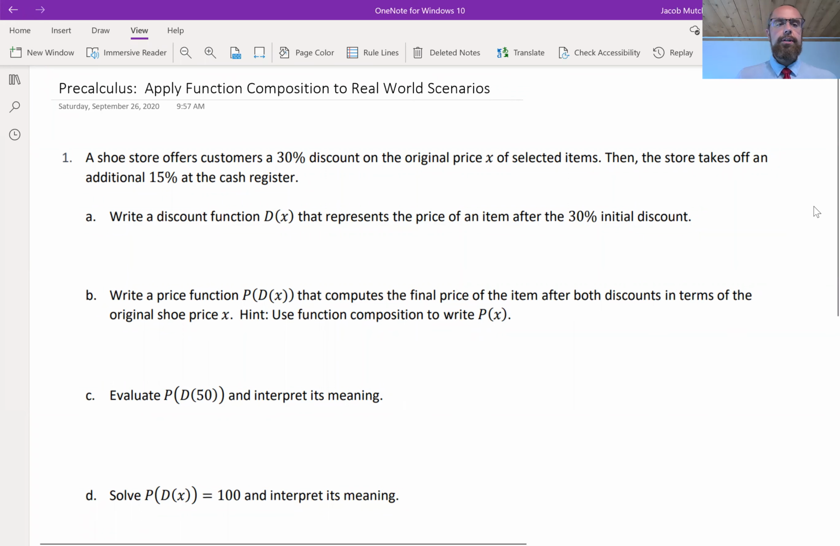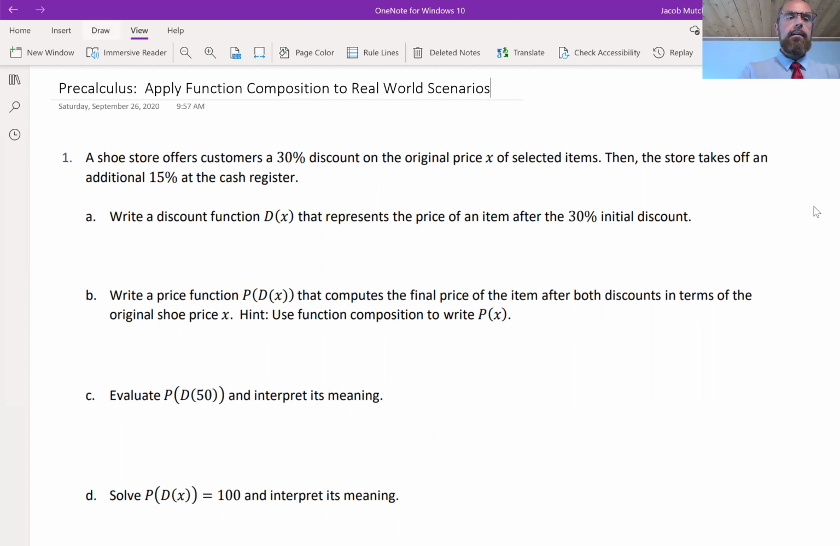So our real world scenario here occurs in a shoe store. Here's our scenario. A shoe store offers customers a 30% discount on the original price X of selected items. Then the store takes off an additional 15% at the cash register. Now what we want to do with that real world scenario is part A, write a discount function. We'll call this d of x that represents the price of an item after the first discount. So that's a 30% initial discount.